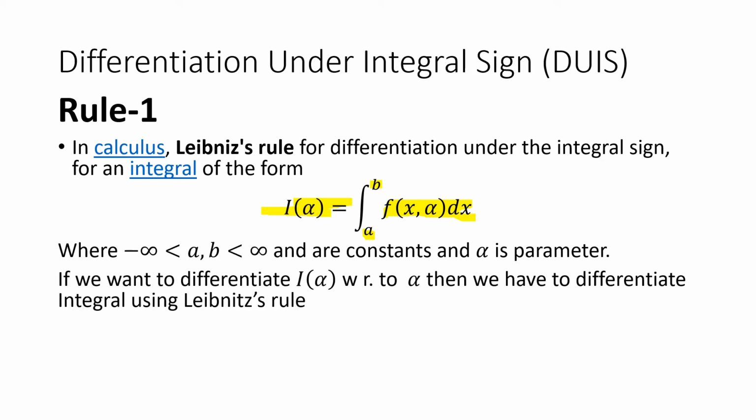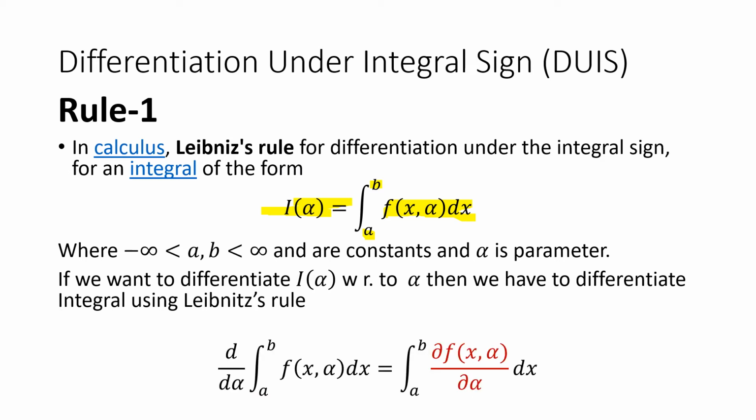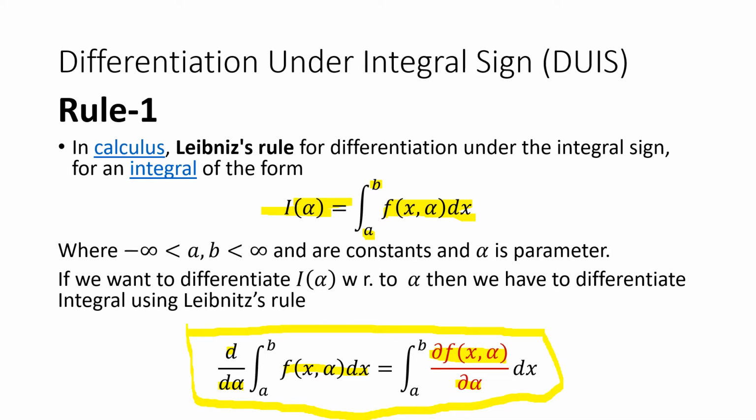If we apply Leibniz rule, it will be like this. If we want to differentiate, d by d alpha of this whole integral, that is a to b f of x alpha dx, then d by d alpha goes inside the integral sign, and this ordinary derivative becomes the partial derivative, that is del of f x alpha by del alpha and whole dx, and the limits will be as they are, that is a to b. This whole is called DUIS rule 1. We will use this rule to solve the integrations.